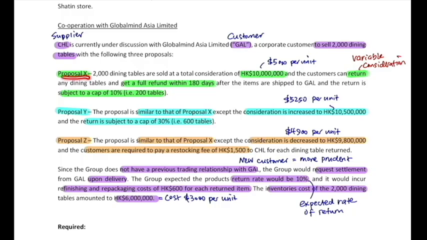This is the expected rate of returns. Proposal X, based on the contract, they can only return up to 10%. 90% can be accounted for as revenue. For Proposal Y, although we only expect 10% of returns, the customer can return up to 30%. As GAL is a new customer, on a prudent basis, we should account for revenue up to 70%, because it's not highly probable that the customer will not return the 20%. For Proposal Z, there's a cap of 10% because it's similar to Proposal X, so we should recognize revenue up to 90% because the return is subject to a cap of 10%.